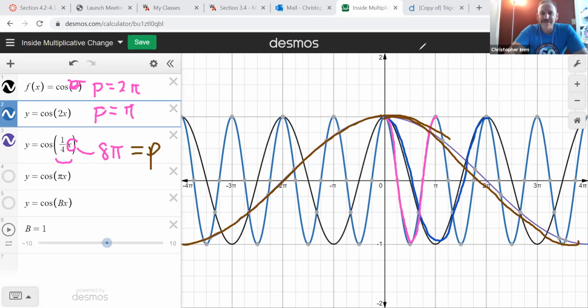So when we have an inside multiplier that's between 0 and 1, that's actually going to stretch it horizontally, right? But when we have an inside multiplier that's greater than 1, that's actually going to compress it by that factor. So it's totally counterintuitive to the stretch and compression of vertical. The horizontal stretches are totally counterintuitive. Are there questions there?